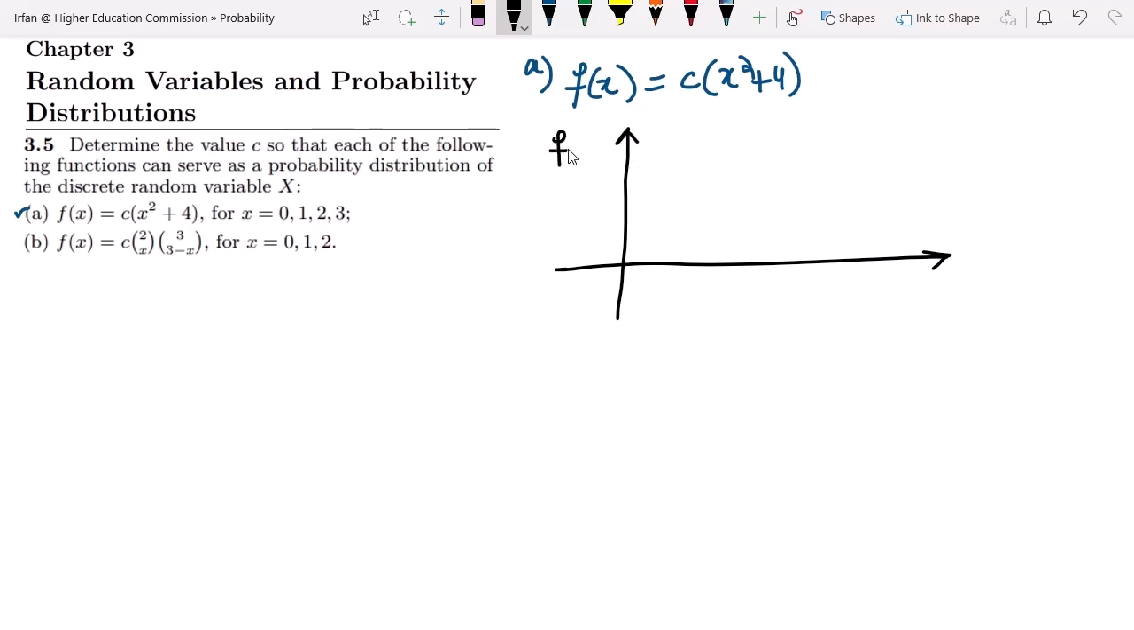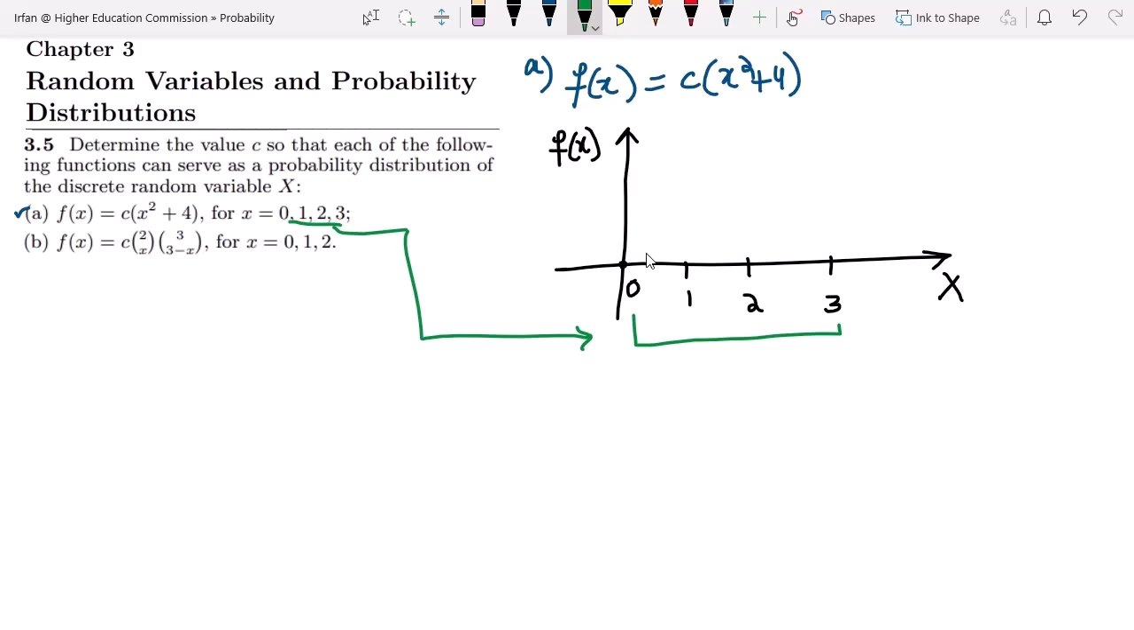Okay, so here I have f of x, and let me have the values of x here, and all the values range from 0, 1, 2, 3. Okay, so what are these values? These are all the values which have been mentioned here. Okay, and this is what? This is f of x.